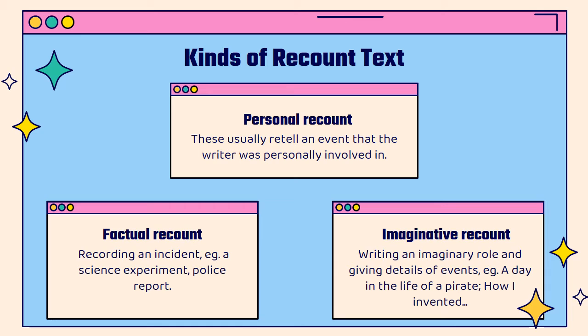The kinds of recount text. There are three kinds of recount text. Number one, personal recount. This usually retells an event that the writer was personally involved in. Number two is factual recount. It is recording an incident. The examples are a science experiment, police report, and etc.